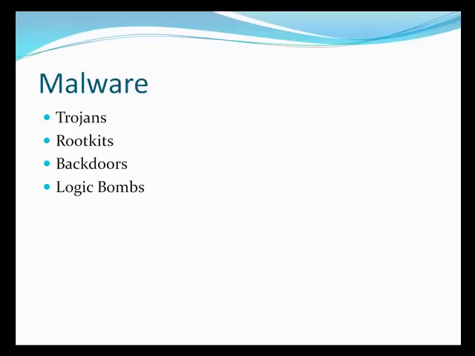Rootkits. Rootkits are a set of software tools used by an attacker to hide the actions or presence of other types of malicious software such as Trojans, viruses, or worms. And finally, logic bombs are malware that lie dormant for an undetermined period of time, until some event happens that triggers them off.